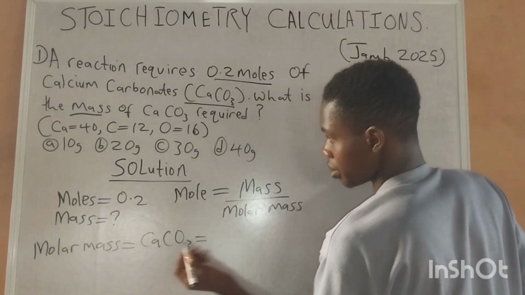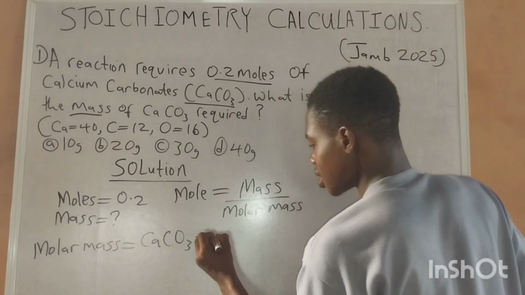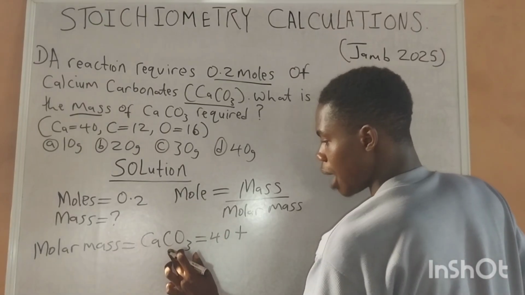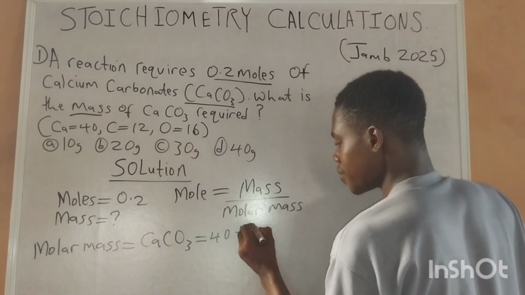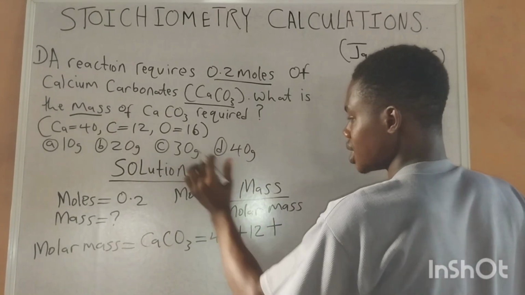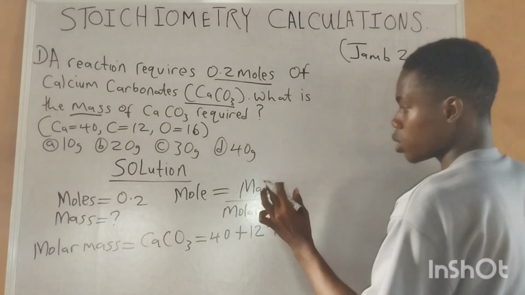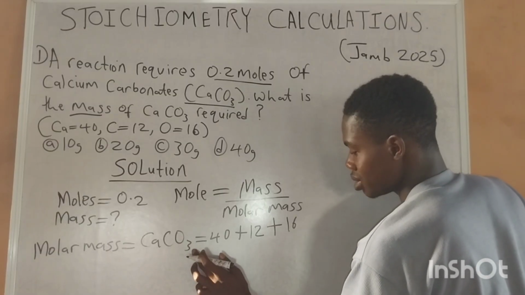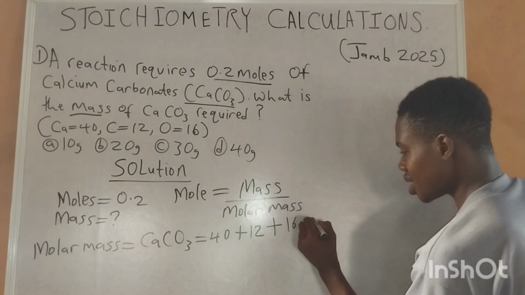So now calcium, they gave us here to be 40, plus carbon here, they gave us to be 12, plus oxygen to be 16. But don't forget, in the compound, oxygen has a subscript here, which happens to be 3. So that was 16 times 3.